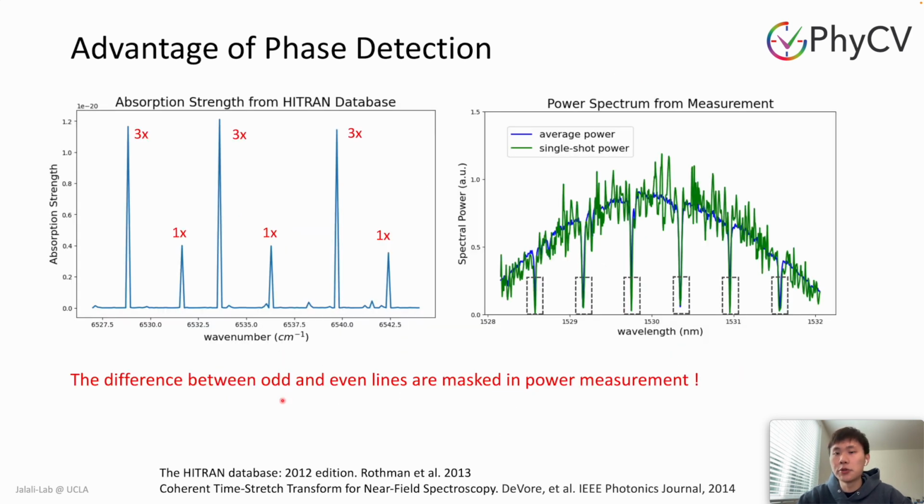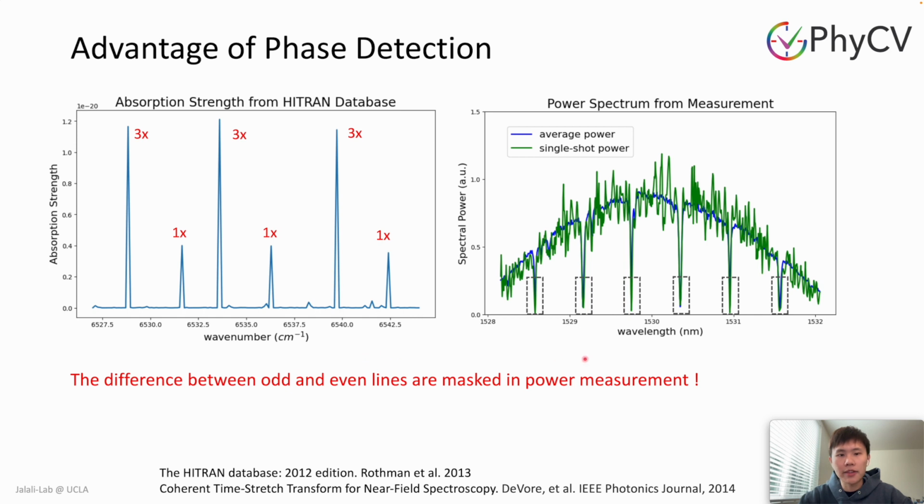Another advantage of using phase detection is the dynamic range enhancement. According to the theoretical calculation, the even number absorption lines are approximately 3 times stronger than the odd number lines. The figure on the left is the absorption strength of the acetylene gas from the HITRAN database, which is theoretically simulated and calculated with high precision. Because here the horizontal axis is wave number instead of wavelength as shown previously, the plot may look a little different, but you can observe a significant difference between odd and even number lines.